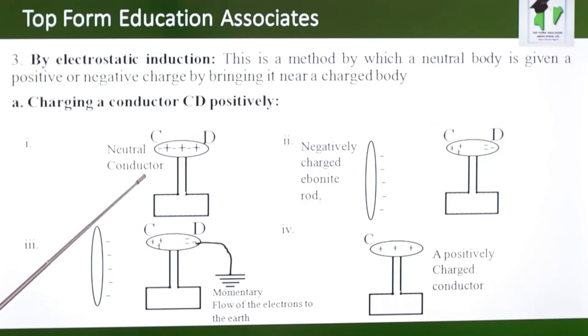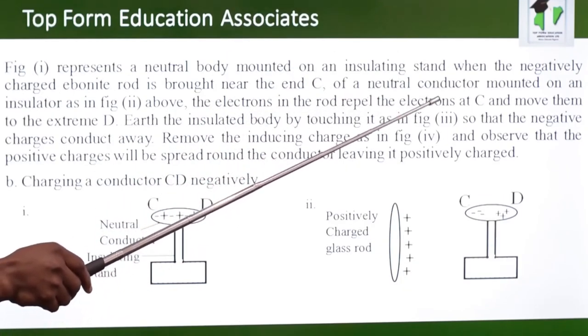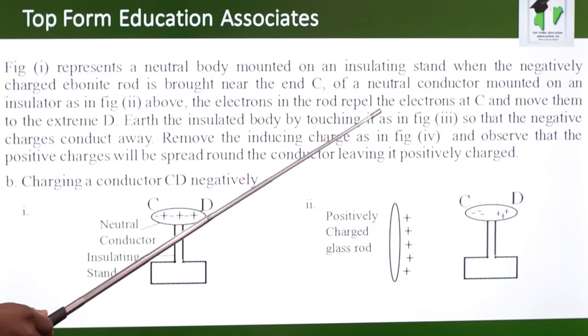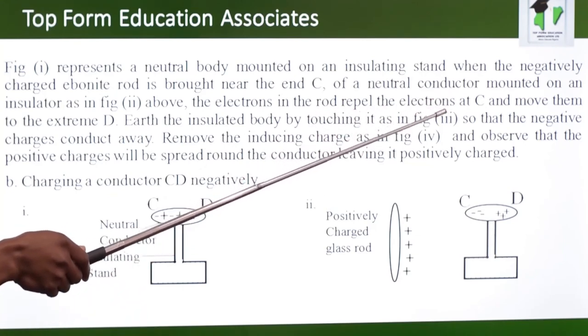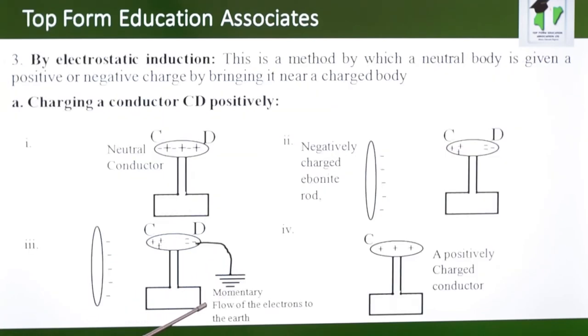You can see it here. This is a neutral conductor mounted on an insulator, as in Fig. II above. The electrons in the rod repel the electrons at C and move them to the extreme D. I've explained that. The insulated body is touched, as in Fig. II. It is not added by touching it. Once you touch it, the charges will flow to the earth.